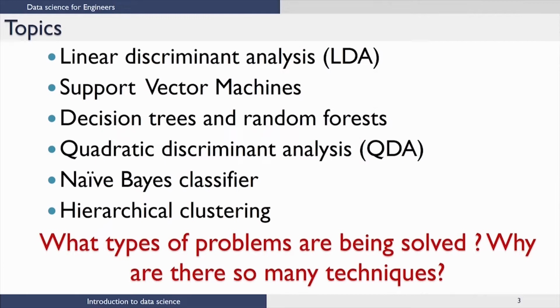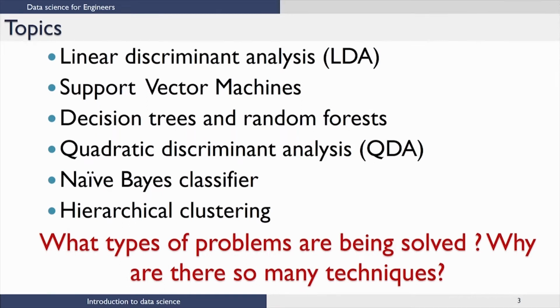So, to get a general idea of data science, one might be tempted to ask that if all of these collections of techniques solve data science problems, then one would like to know what types of problems are being solved really. And once one understands the types of problems that are being solved, then the next logical question would be, do you need so many techniques for the types of problems that you are trying to solve? So, these would be typical questions that one might be interested in answering.